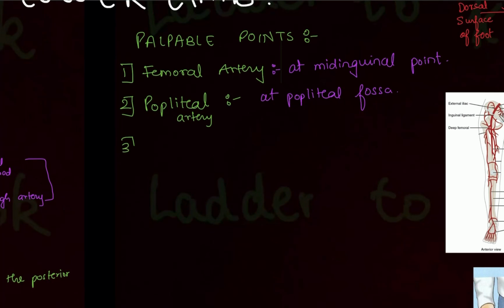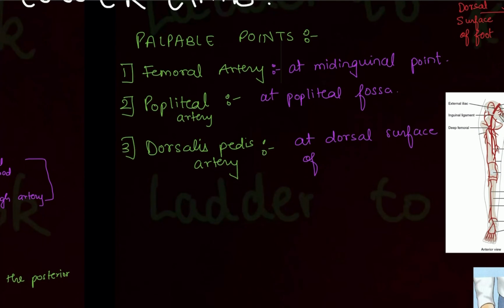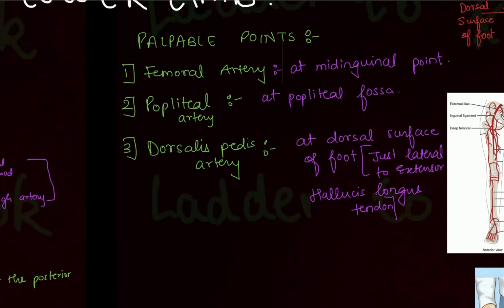Now the third artery which you can palpate is the dorsalis pedis artery. Which artery? Dorsalis pedis artery. You can palpate this artery at the dorsum of the foot, so at the dorsal surface of the foot. But exactly where? Write down: just lateral to the extensor hallucis longus tendon. Now what was the extensor hallucis muscle? Do you remember? Hallucis means big toe.